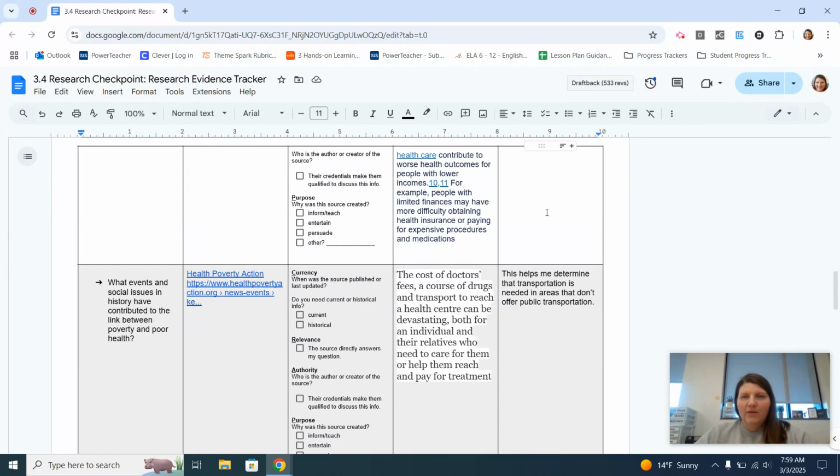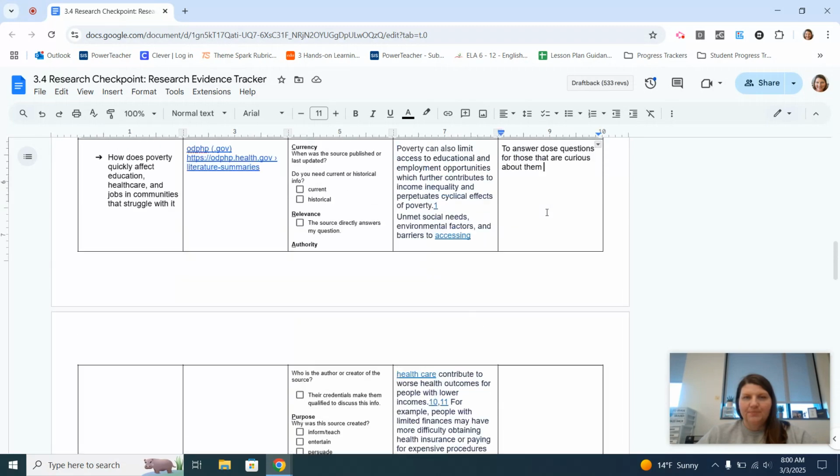Okay, so if I am focusing on rural communities and their lack of transportation, that helps me come up with the idea that maybe a solution to this problem could be providing transportation to those who need to get from a rural area to the doctor's office. So then that is the focus of my proposal. How can we provide that kind of transportation to this particular population?